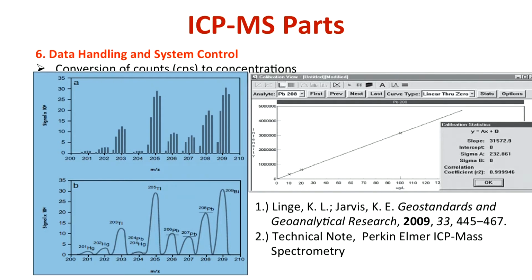So this is a typical result of ICPMS. On the bottom part, you are able to analyze different isotopes of elements. And on the right side here is an example of a standard calibration curve where you have your standard concentration and the signal count. Then you are able to determine the concentration of your unknown sample based on your standard curve.